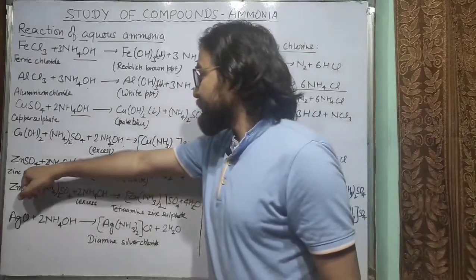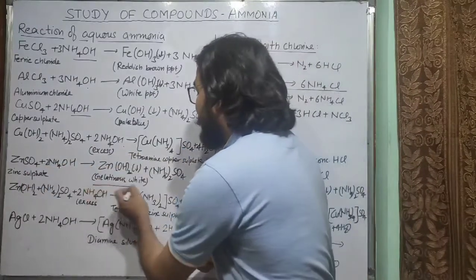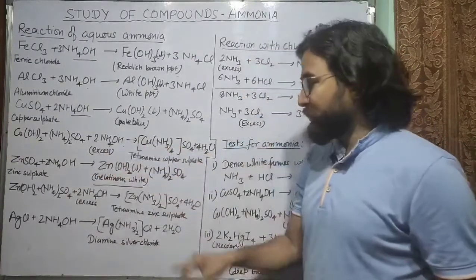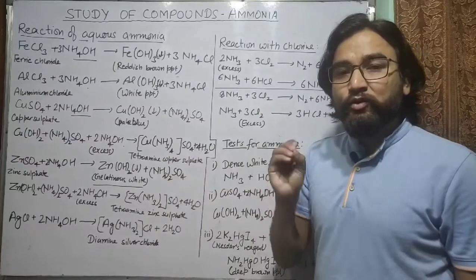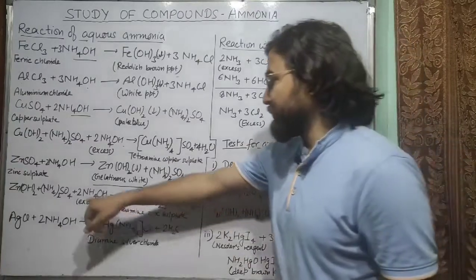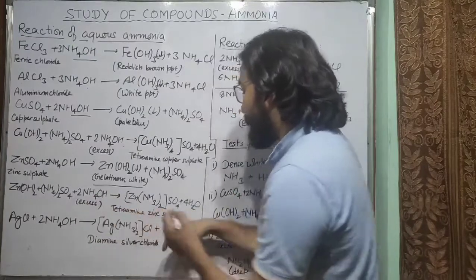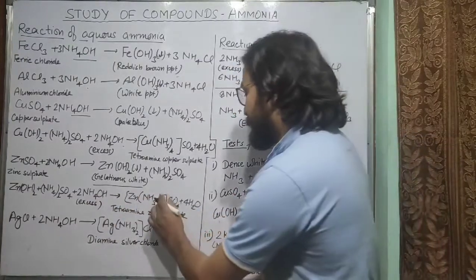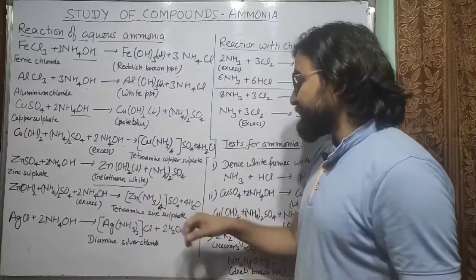Now the next is zinc sulfate. Zinc sulfate will form a gelatinous white precipitate of zinc hydroxide with ammonium hydroxide, and this zinc hydroxide is also soluble in excess of ammonium hydroxide. In excess of ammonium hydroxide, you can see the reaction here, it will form tetraamine zinc sulfate, that is Zn(NH3)4SO4.